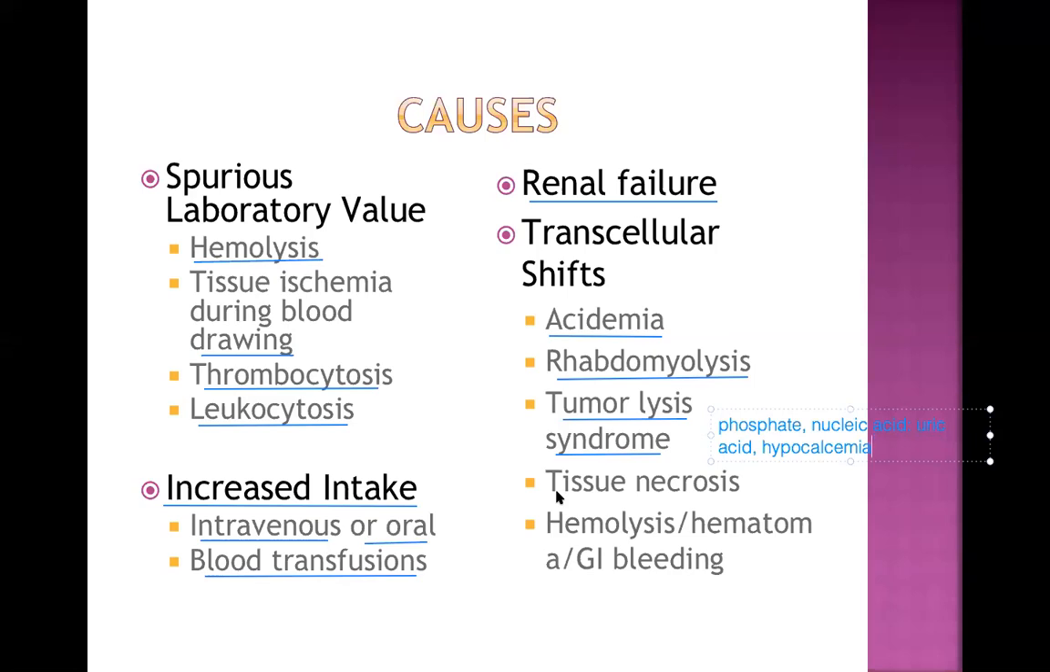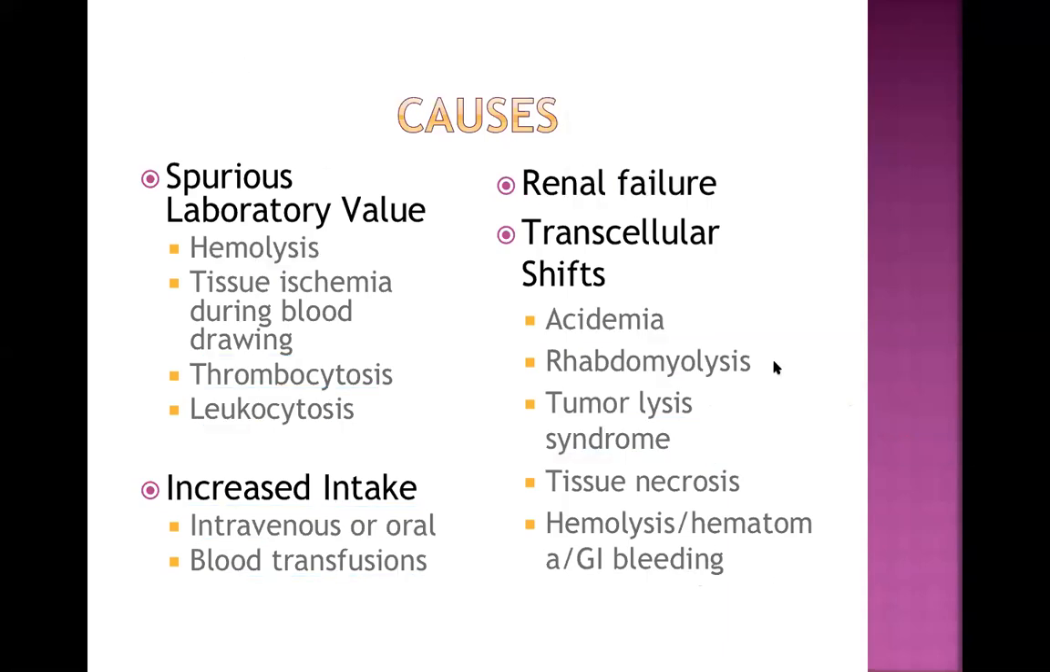Another cause of transcellular shift is tissue necrosis. Whatever potassium is present inside the tissue would come out after the tissue dies. Hemolysis, hematoma, and GI bleeding are another cause. Same mechanism. RBCs would be destroyed, so the potassium will be released outside. Okay, so let's move on.